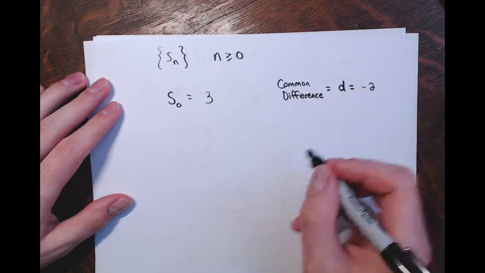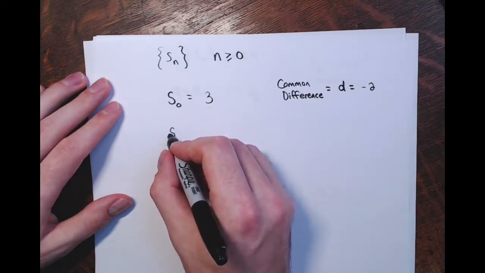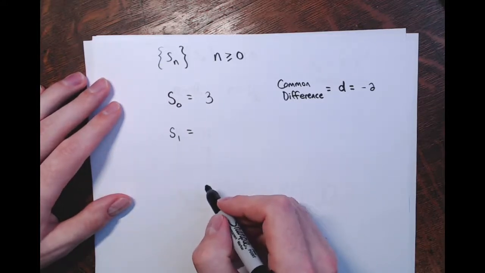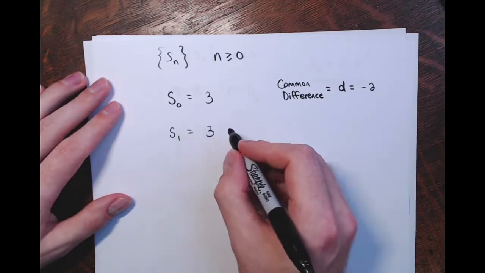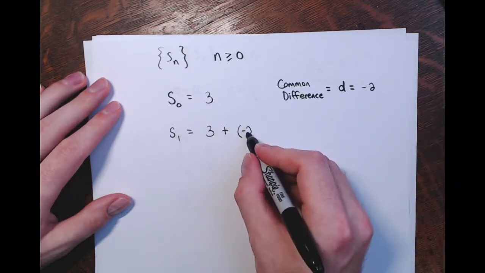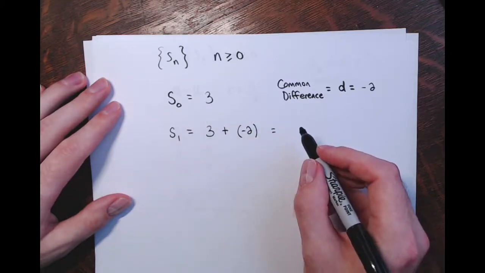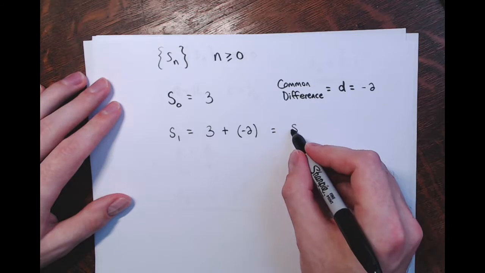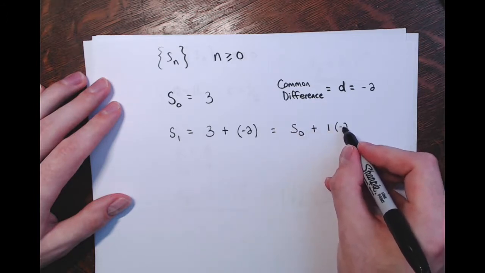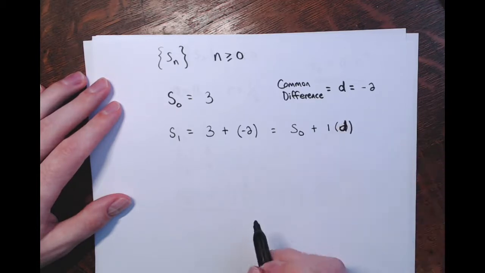So here's how you get the next term. The second term, S1, would be the previous term, 3, plus this common difference, plus -2. So if I write this in terms of the initial term and the common difference, this is just S sub 0 plus 1 times d, sorry, plus 1d.